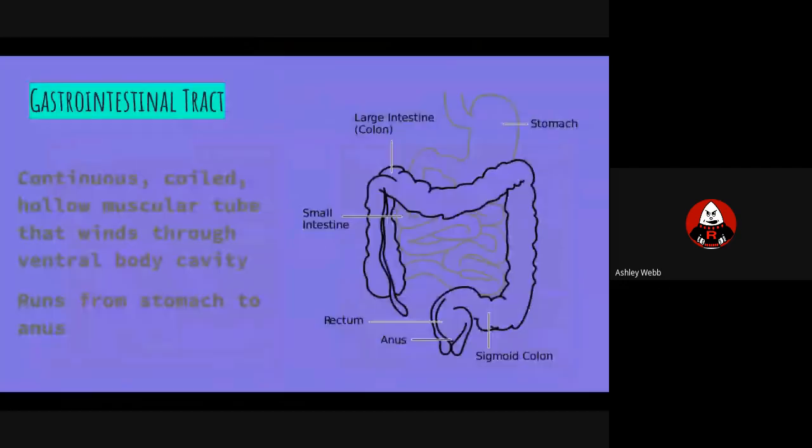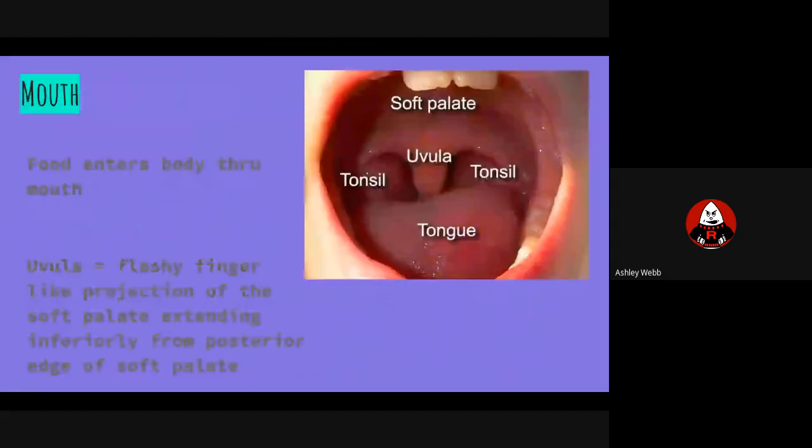When we're looking at the GI tract, it's a continuous hollow muscular tube that winds through the front half of our body, the ventral cavity of the body, and it runs basically from the stomach to the anus. First part of that is the mouth.